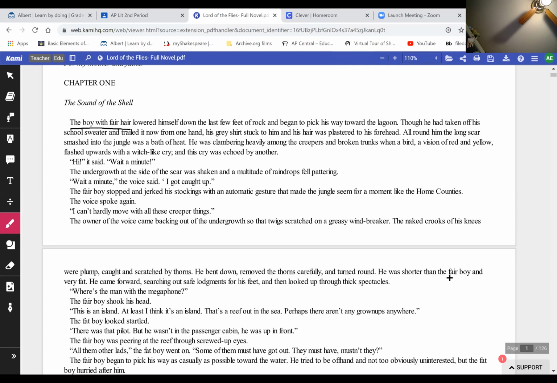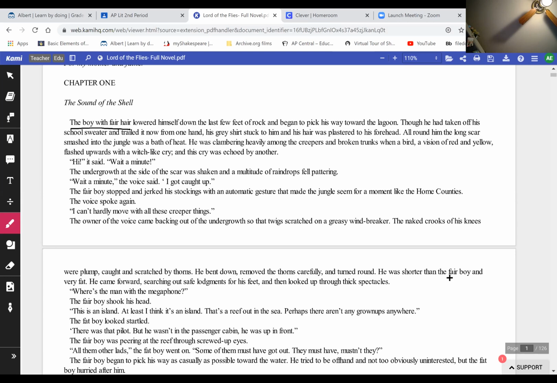And most of this comes because they don't really know each other. It's a bunch of boys from prep school, all crowded onto this plane. There seem to be boys from all over England, and like I said, they don't really know each other very well. And so they choose him immediately just because of his look.